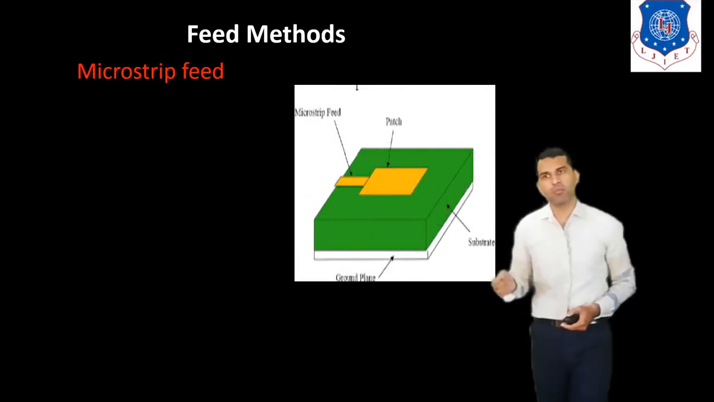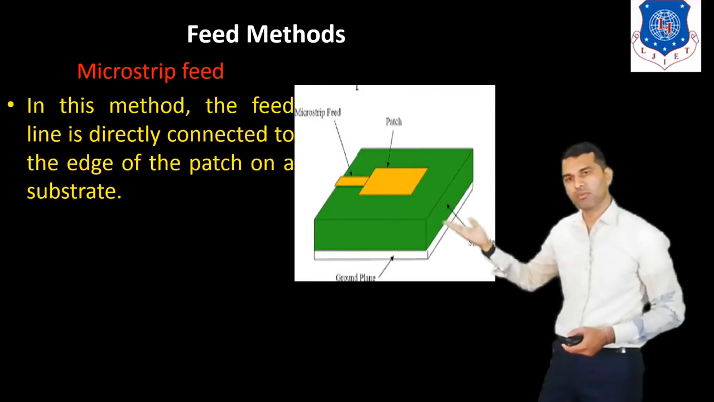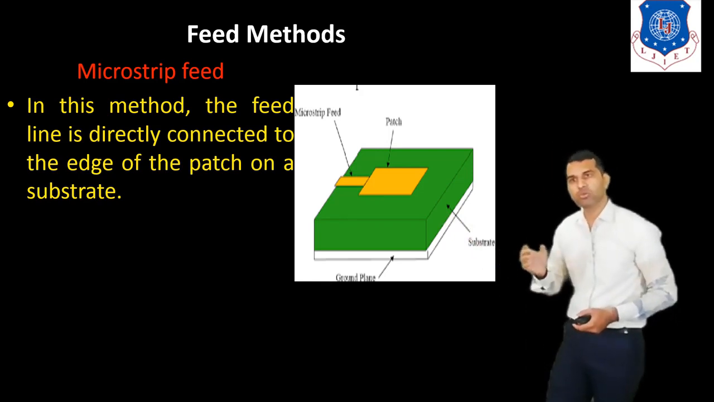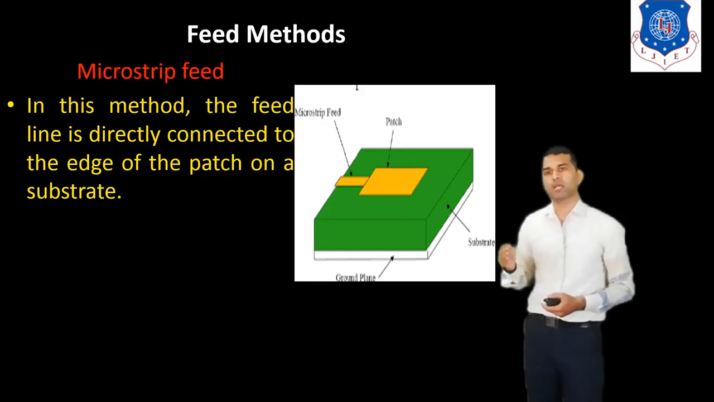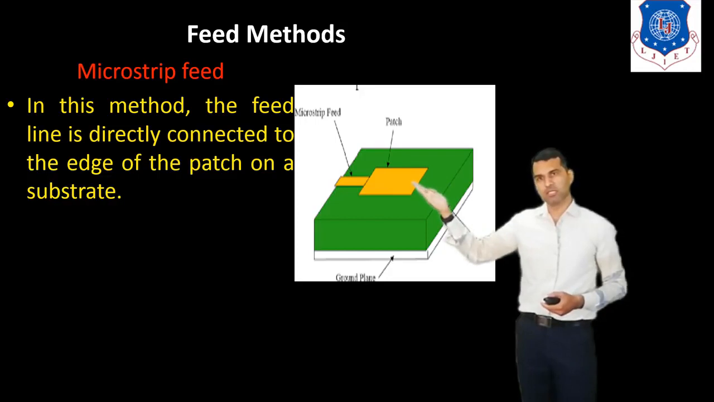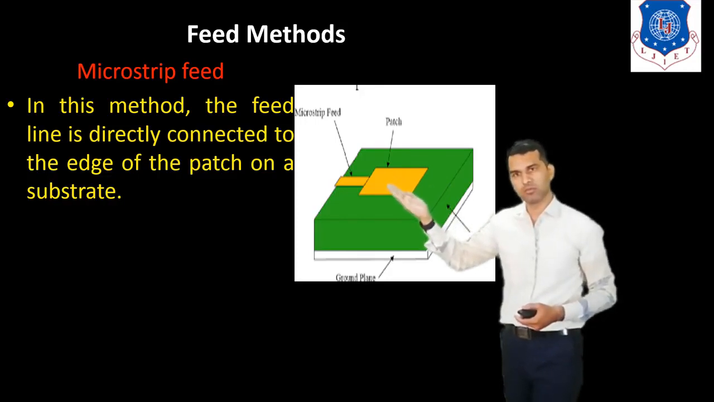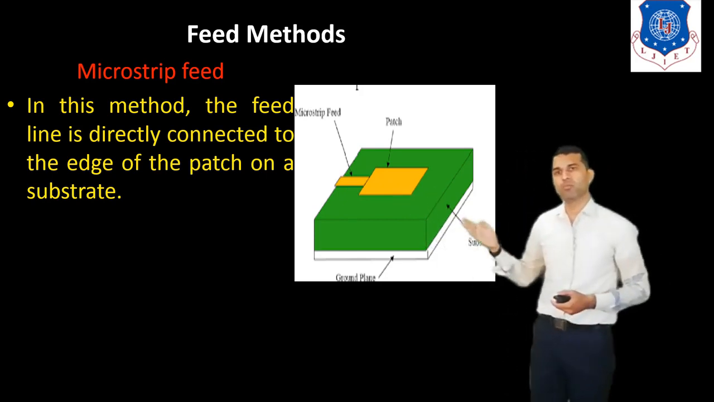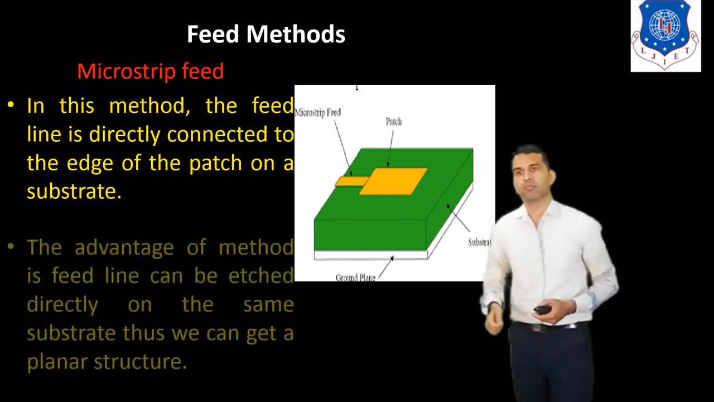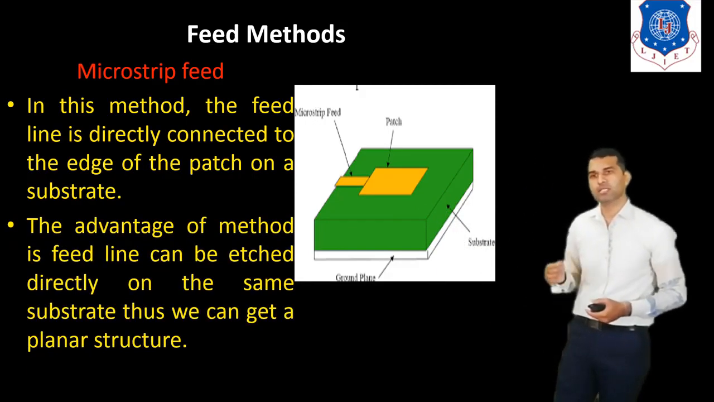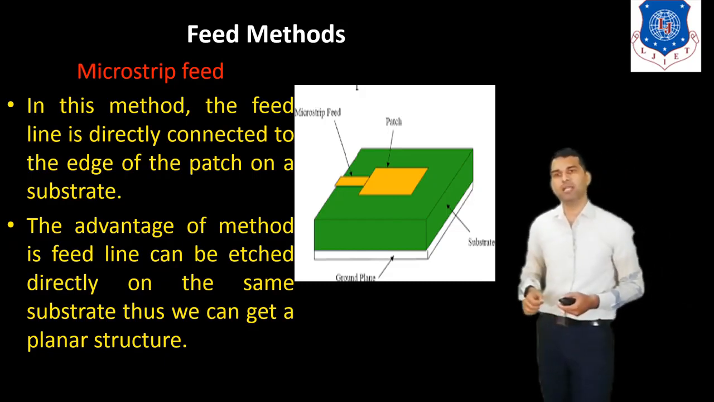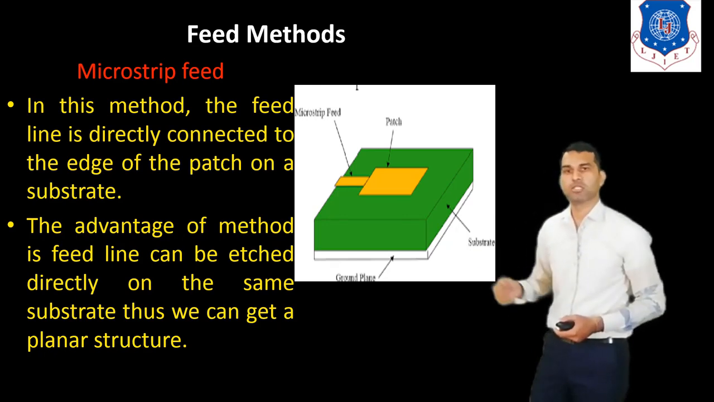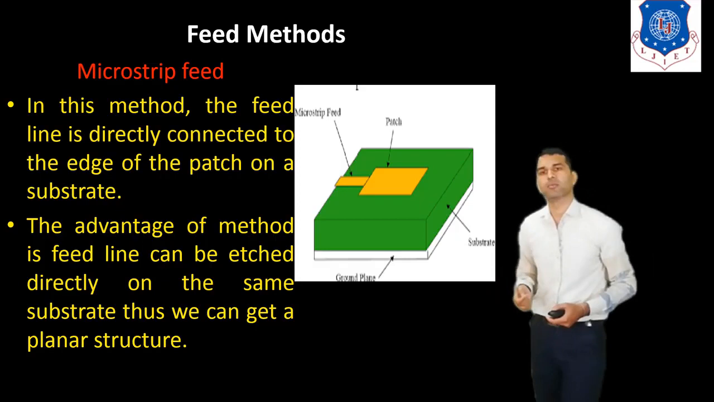First we discuss the microstrip feed method. This is the figure for this method. In this method, the feed line is directly connected to the edge of the patch on a substrate. Here we can see the patch, and we have given the input, that means the feeding, using the microstrip line. The advantage of this method is that the feed line can be attached directly on the same substrate, thus we get a planar structure. This is the main advantage of this feeding method.